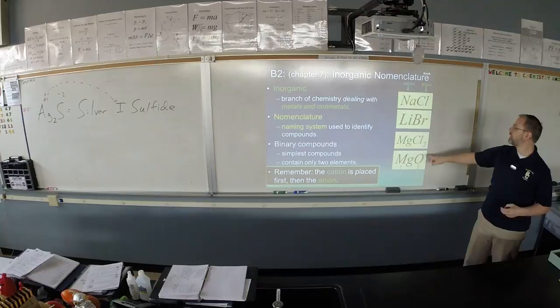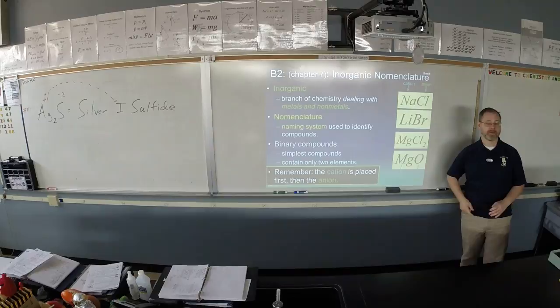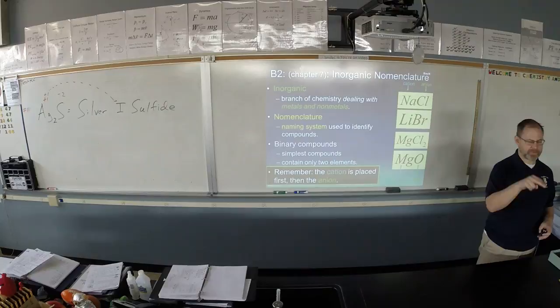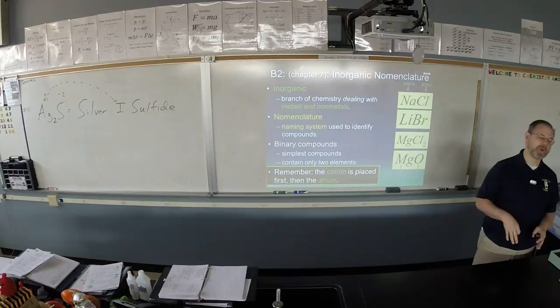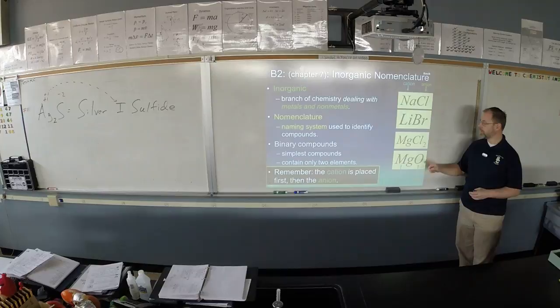This is what? Magnesium chloride. If you found in the binary crossword that there were lots of dis and tris in there, sometimes we use them, but usually not. We only use them in a very specific circumstance, and we don't use them when we have a metal and a non-metal. So this is magnesium oxide.